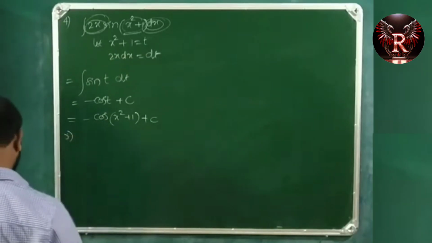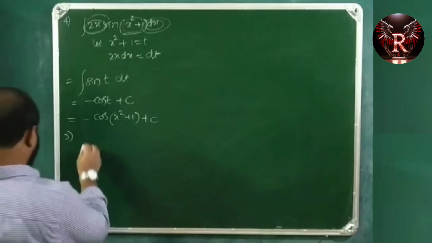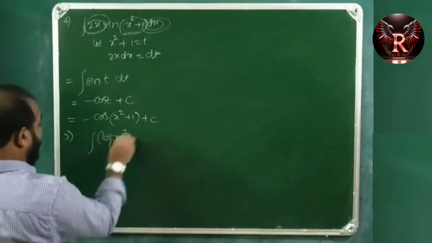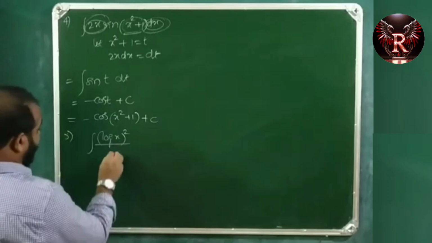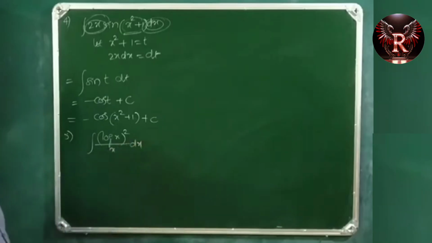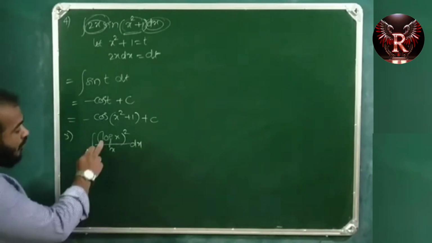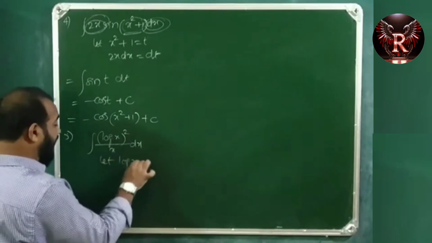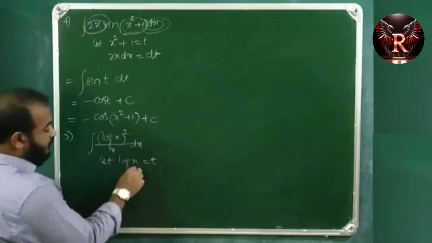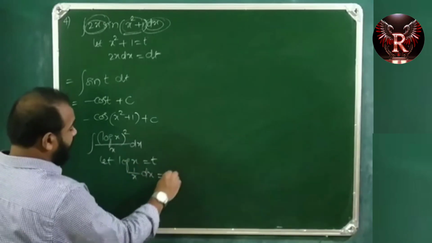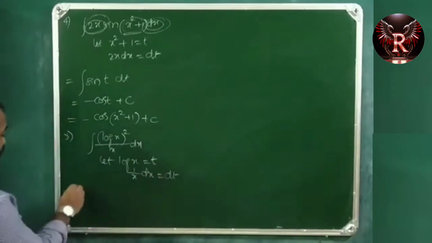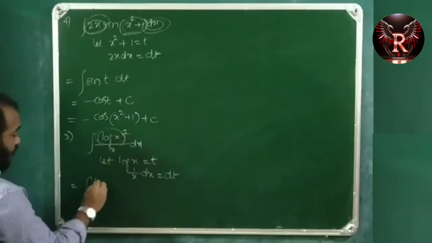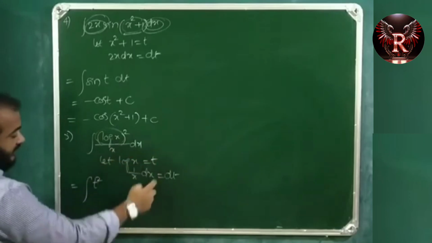Next one, integral log x whole square by x dx. So here we know log x derivative is 1 by x, for which let log x is equals to t. So log x derivative is 1 by x, so 1 by x dx is equals to dt. So now this is equals to, what is log x? t. Its square is already there. So 1 by x dx is how much?